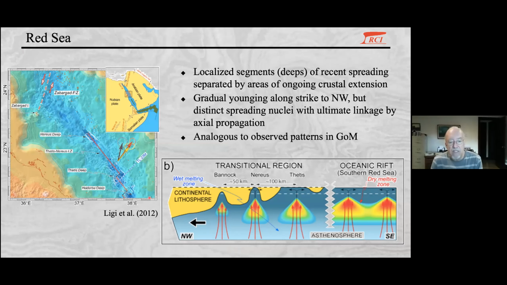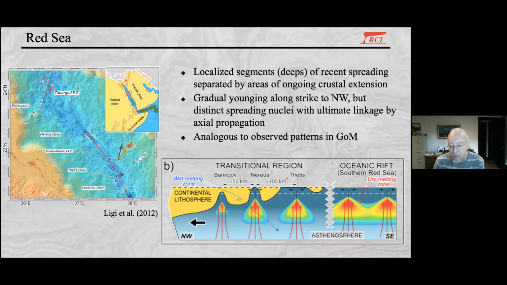That's very reminiscent of the Red Sea, as many of you will know, where there are these localized deeps, like the Thetis Deep, where there's active spreading going on, but they're separated by areas of ongoing crustal extension. So although there's a gradual younging to the northwest of the onset of spreading, there are distinct spreading nuclei that later get linked by axial propagation. I would argue this is exactly what we're seeing in the Gulf of Mexico.